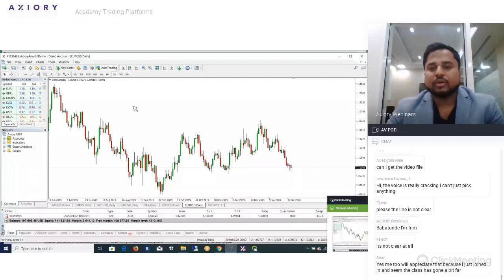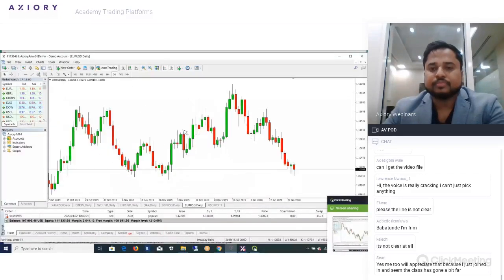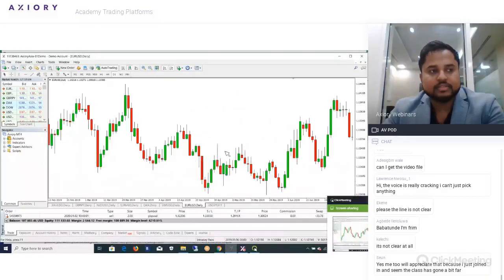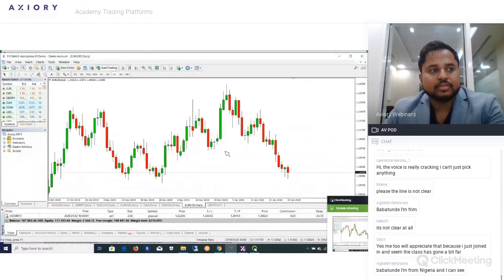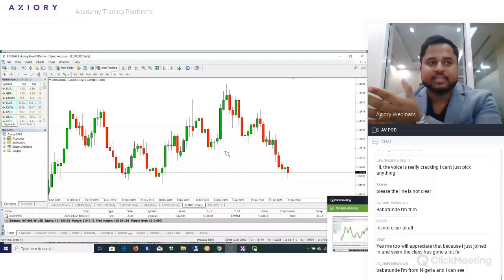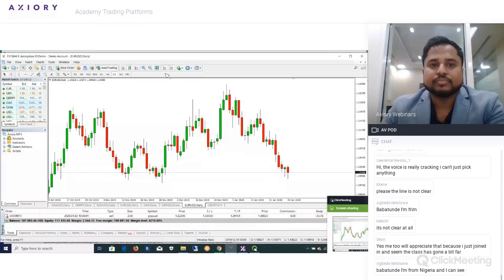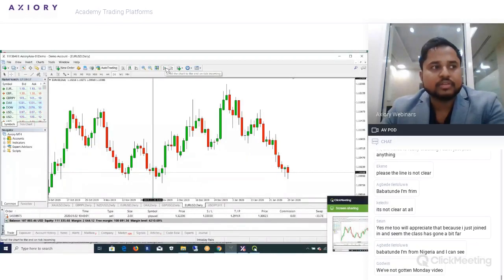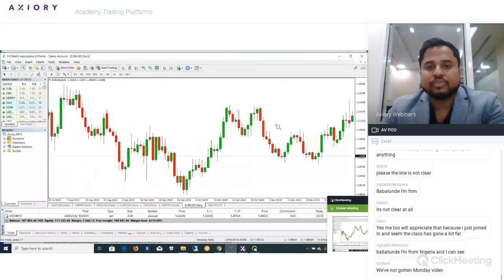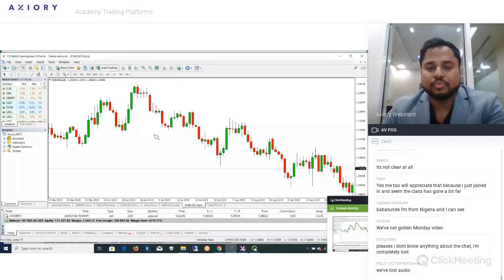Now the next thing is how to scroll the charts. If you simply drag the charts like this, the chart immediately comes to your end. So what you can do is go to this top corner. There is a scroll button there. You can click here and disable it. So if you scroll here also, it won't move.